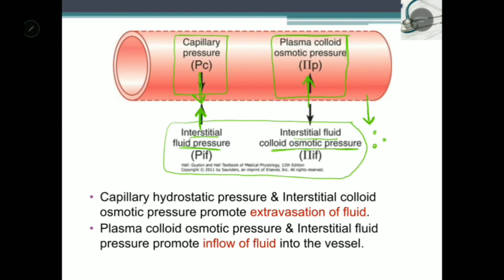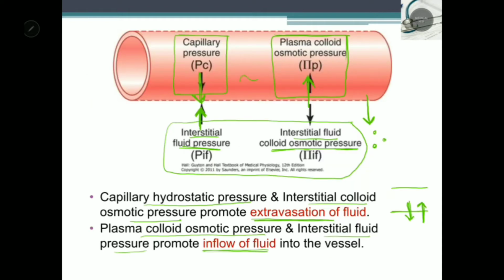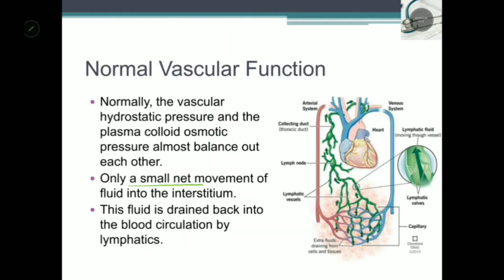So to summarize, the capillary hydrostatic pressure and the interstitial colloid osmotic pressure, these two promote extravasation of the fluid, which means the outflow of the fluid from the vessel, while plasma colloid osmotic pressure and the interstitial fluid hydrostatic pressure promote inflow of the fluid into the vessel. So these oppose each other. Now normally all these pressures balance out each other in such a way that there is only a small net movement of the fluid into the interstitium outside the vessel.